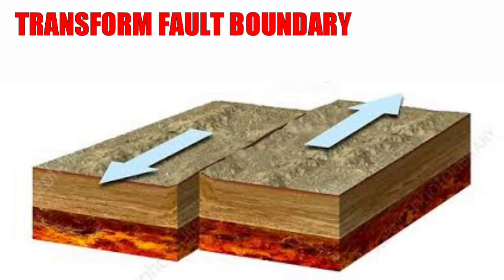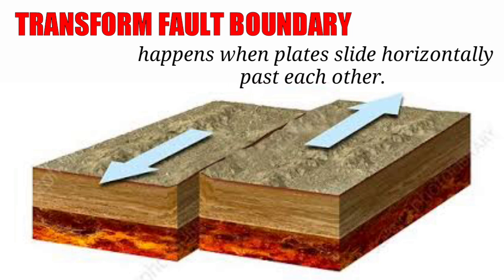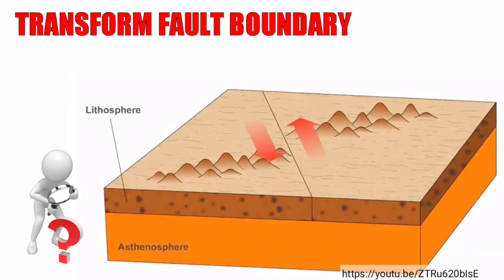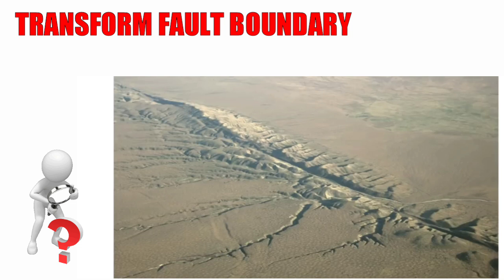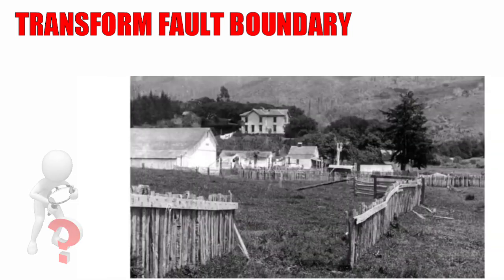The last type of plate boundary is the transform fault boundary. This happens when plates slide horizontally past each other. One famous landform produced by transform fault boundary is the 1,200-kilometer long San Andreas Fault.